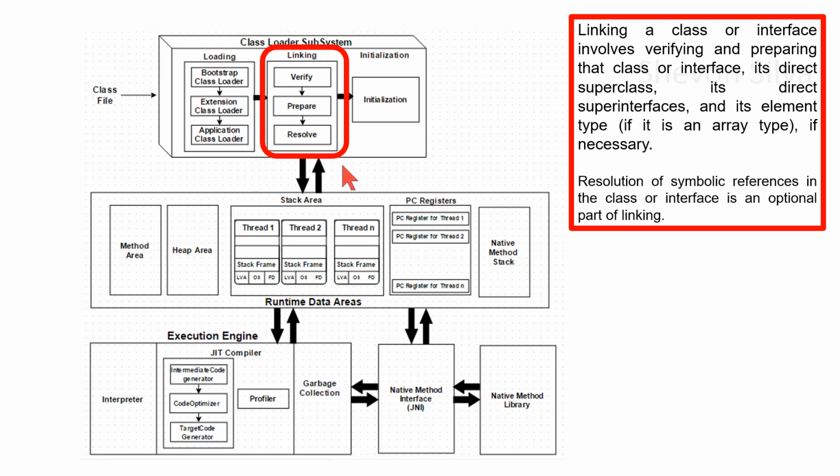After loading, we are considering linking. Linking a class or interface involves verifying and preparing that class or interface, its direct superclass, its direct superinterfaces, and its element type if it is an array type, if necessary. Resolution of symbolic references in the class or interface is an optional part of linking.